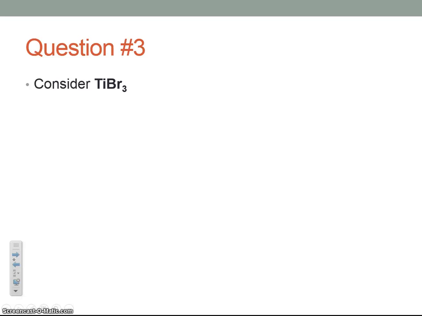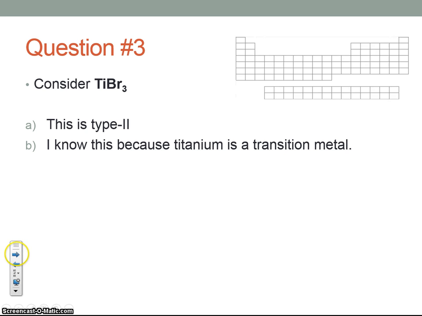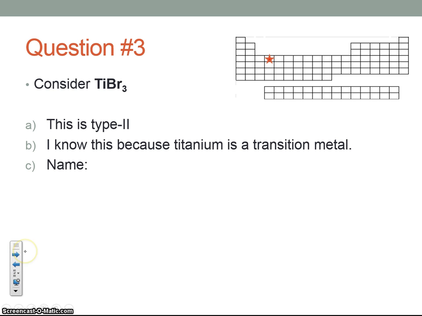Alright. You may have seen me mess up here a second ago. But this is type 2. Now, how do I know it's type 2? There's no Roman numeral, so how do I know it? Well, I have to look up on the periodic table. I have to find titanium. Titanium is right here in the transition metal region. So this is type 2. What does that mean when I have type 2? That means I have to have a Roman numeral when I name it.